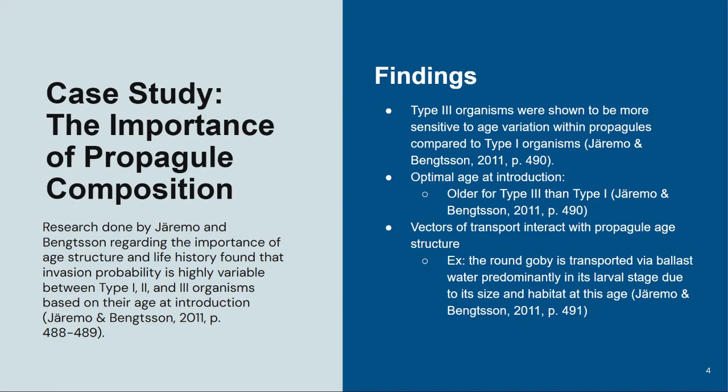Also, there were important interactions between transport pathways and propagule age structure. For example, the brown goby is transported via ballast water, predominantly in its larval stage. That's because it's the only stage at which the brown goby is small enough and present in the pelagic zone to be picked up by the ships. This case study shows that there are many factors that interact with propagule pressure to affect the establishment success of a propagule.